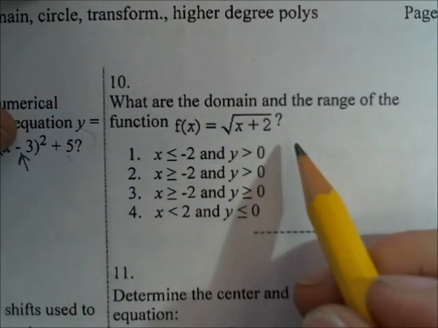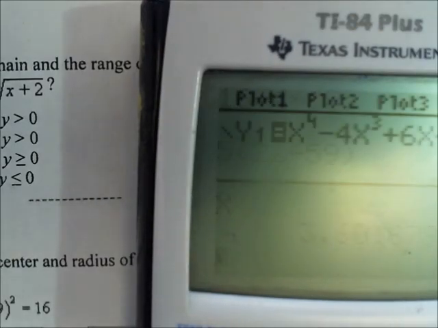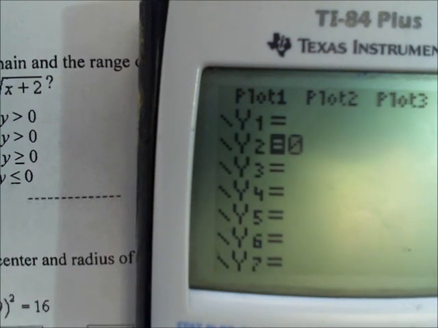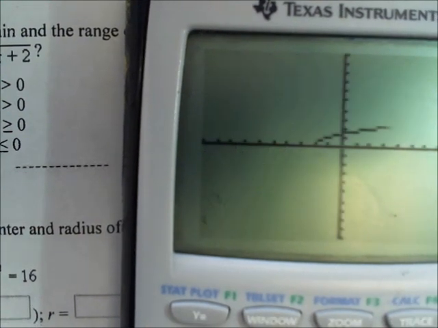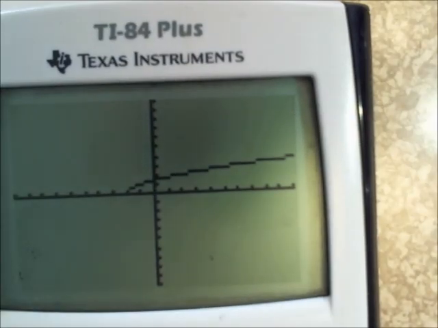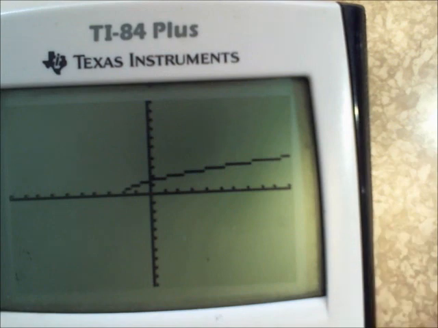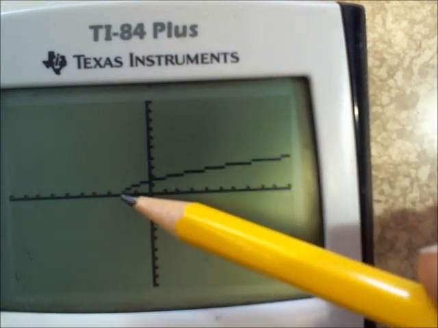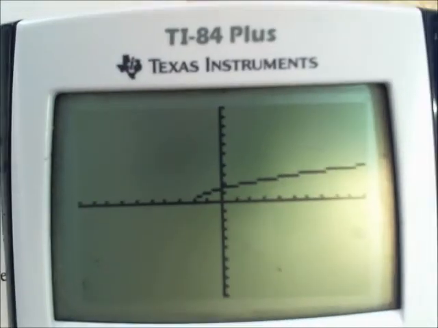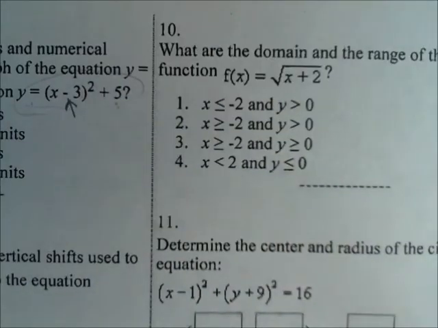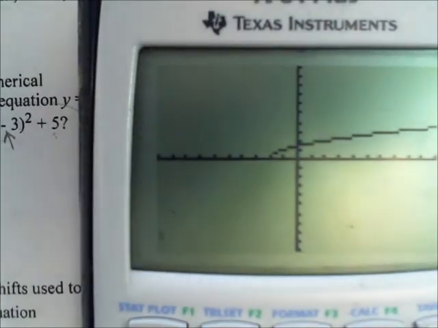Number 10, domain and range. Well, domain and range of a function, I would probably look at the graph for the easiest way to get this answer. So the square root of x plus 2, domain is left to right. The leftmost point is negative 2, and it goes to the right forever. Range is lowest to highest. The lowest value is 0, and the highest goes up forever. So x is greater than or equal to negative 2, and y is greater than or equal to 0, right from the graph.